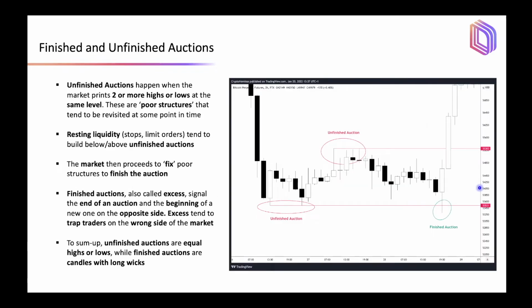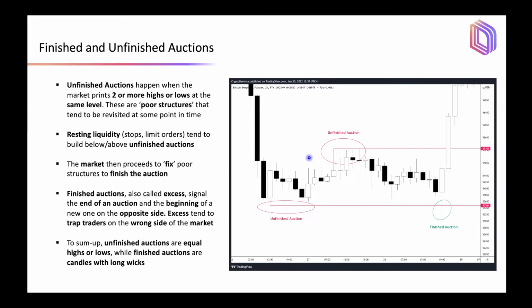Now we're going to talk about finished and unfinished auctions. Unfinished auctions happen when the market prints 2 or more highs or lows at the same level. So for example, here we have an unfinished auction with almost 1, 2, 3, 4 highs at almost the same price.